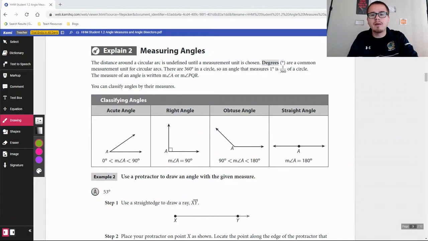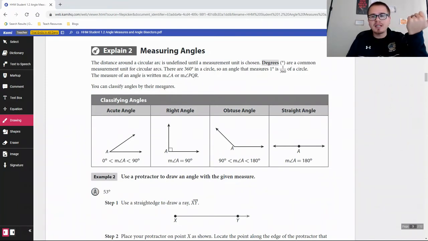So we're now on explain 2, and we're going to talk about measuring these angles that we now know how to name, and that we now understand how to figure out all the parts. To measure an angle, we're talking about the distance around the circular arc. Think of an arc like the outside of a circle, or a pizza crust. So when people say pizzas are triangles, they're really not.